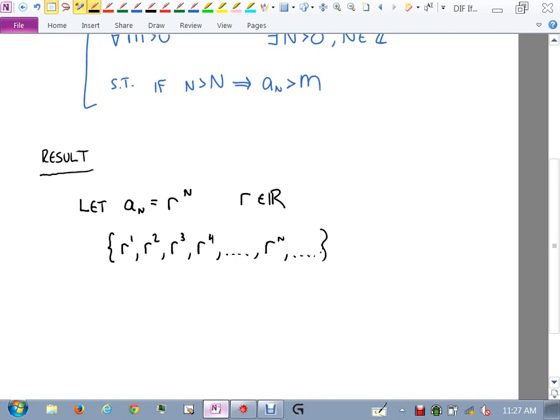Like, what if R was 2? This would be 2 squared, 2 cubed, 2 to the fourth, right? Those are getting bigger and bigger and bigger. That looks like it is going to infinity, right? All right. Do you agree? What if R was 1/2? 1/2, and then what's 1/2 squared? 1/4, then 1/8, and then 1/16. So they're getting smaller, right? They appear to be approaching 0. And in fact, that's going to be our conclusion.